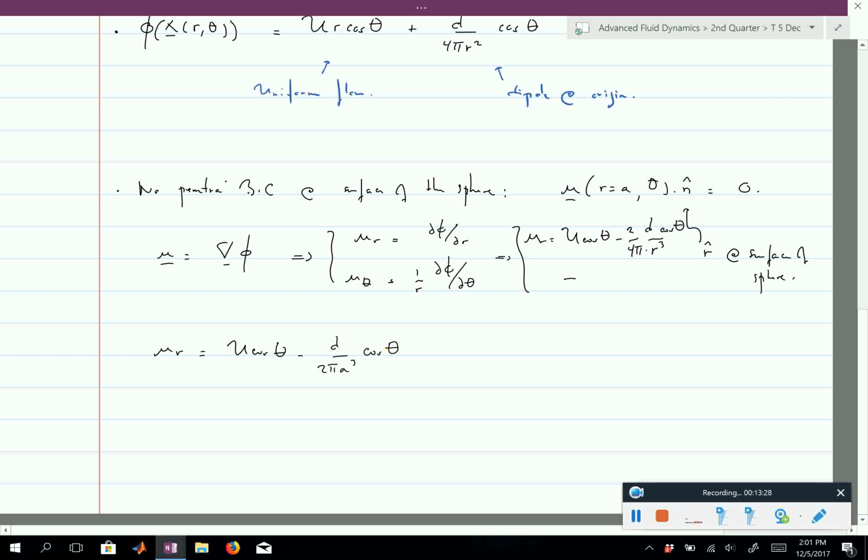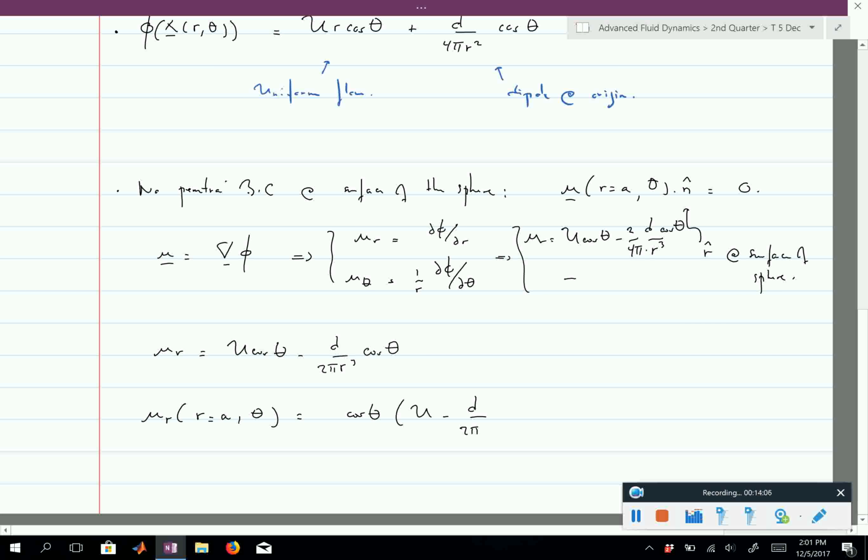times cosine theta. And when we impose our boundary condition, we have to impose that ur at r equals a, and again for any given theta, is equal to 0. Or you can factorize the cosine theta. So cosine theta times u minus d divided by 2 pi. Sorry, I put an a, but that should be an r. This is ur in the general case. I'm not saying that I'm at r equals a. I'm not saying I'm at the surface of the sphere quite yet.